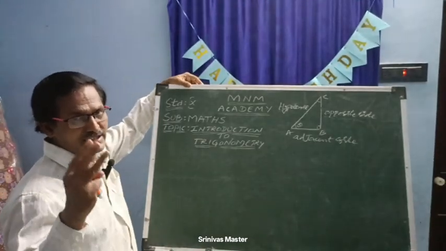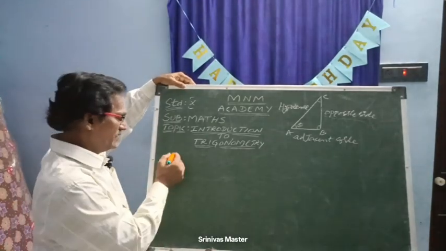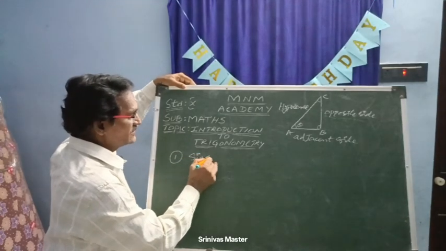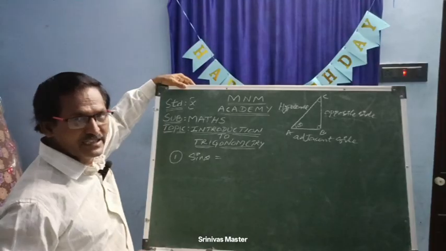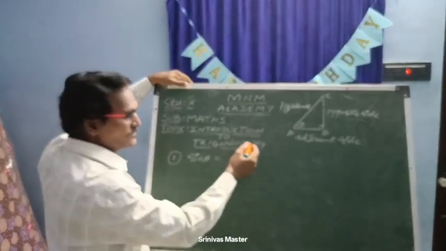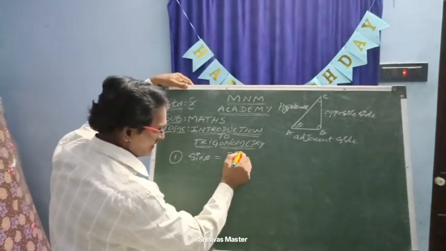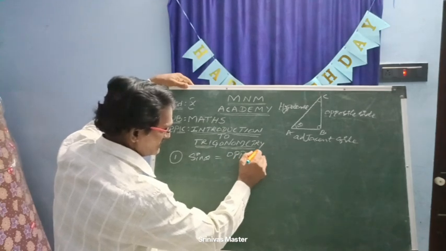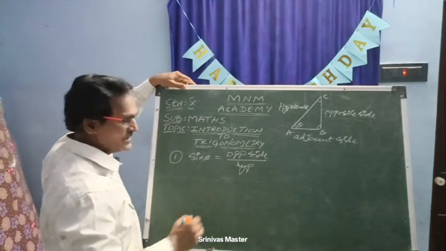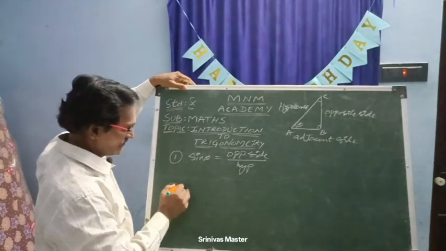Mainly there are three trigonometrical ratios, children. The first one is sin theta. Sine, the shortcut is sin. Sin theta is equal to the ratio of opposite side and hypotenuse. Simply, you can write opposite side by hypotenuse, with the shortcut HYP. Opposite side by hypotenuse.